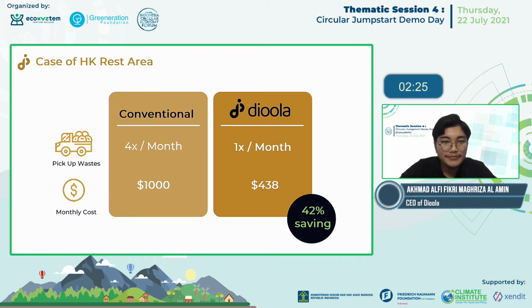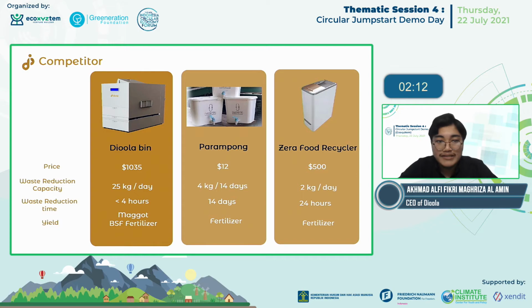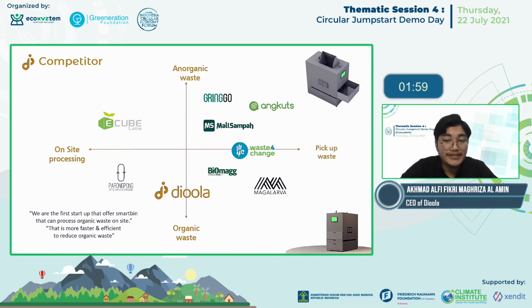Here is one case example in a rest area when we're using Tilapin. We can save 42% of transport and maintenance cost in the rest area. Comparing Tilapin with the other competitors, we have more reduction capacity, up to 25 kilograms, and a faster reduction time, less than 4 hours than the other competitors. Here is the positioning of our startup among the other competitors in the same industry.